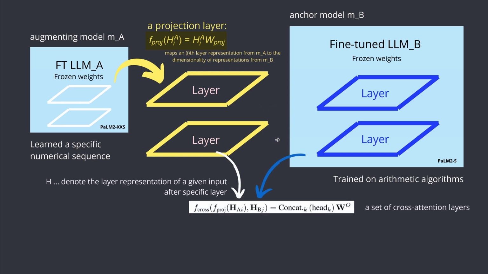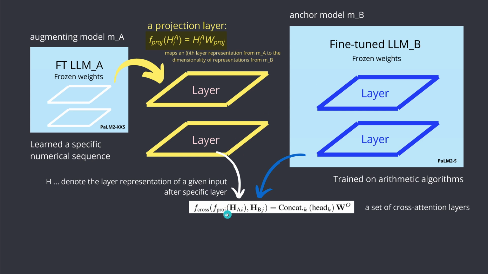You know exactly what we do. We apply now a cross-attention. So just to be specific, H, as I use it here, denotes a specific layer representation of a given input of a specific model, let's say model A or model B, at the specific layer, for example I. So this is what H stands for, and now we have a dimensional representation that fits exactly. We can do our mathematical operation, and this is why we do this.